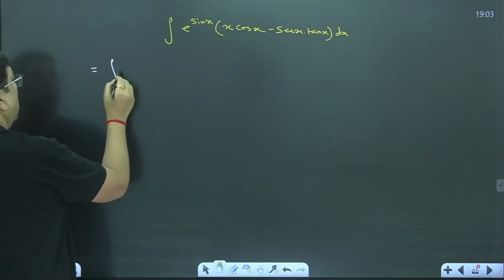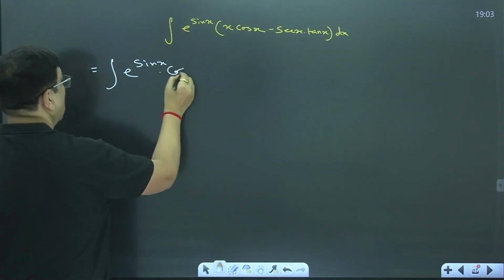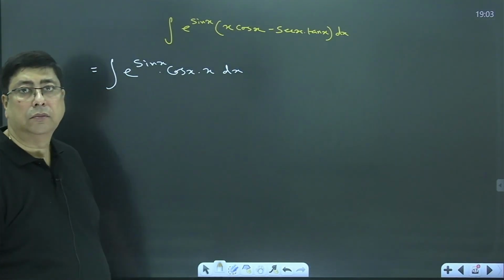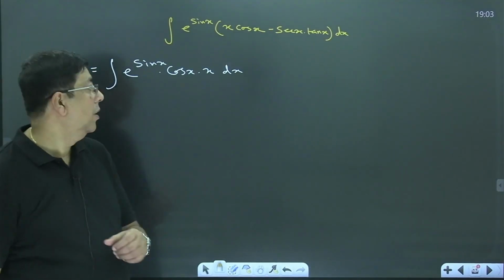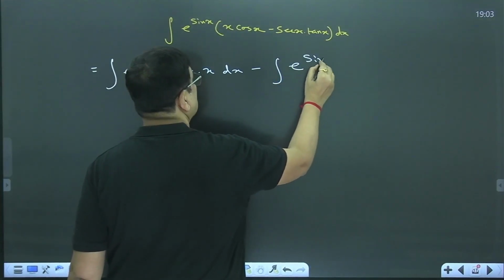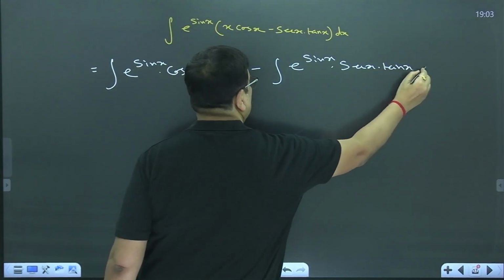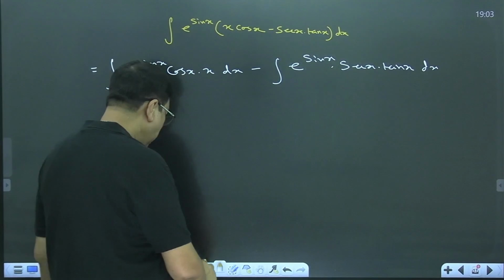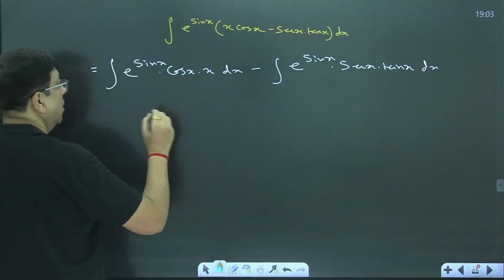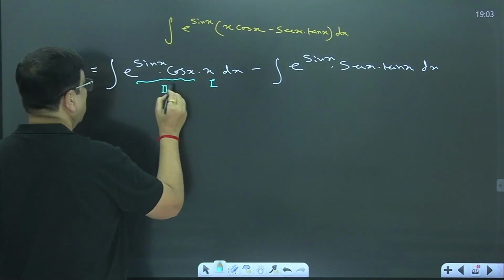So e to the power sin x into cos x into x dx. Obviously by parts is needed. Minus e to the power sin x into sec x tan x dx. So everybody, what we'll do? First of all, what can be done, everyone? This as the first function and this as the second function.